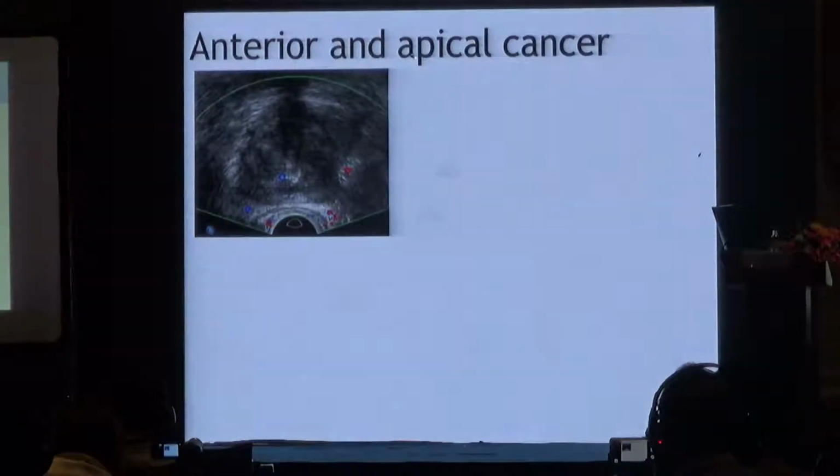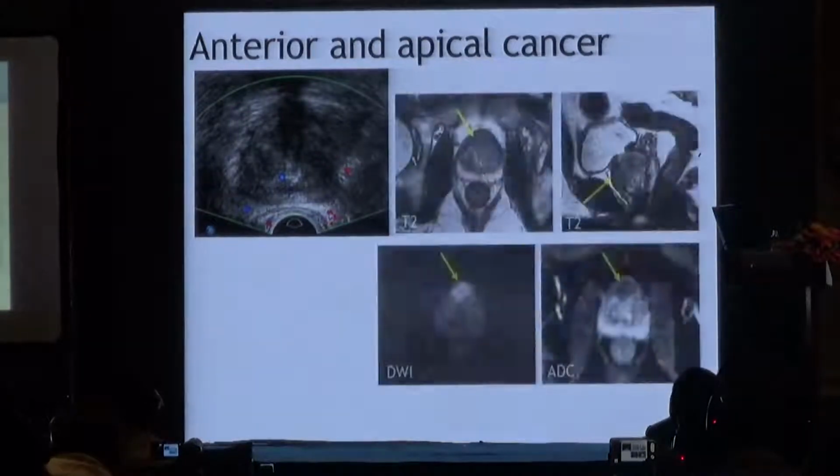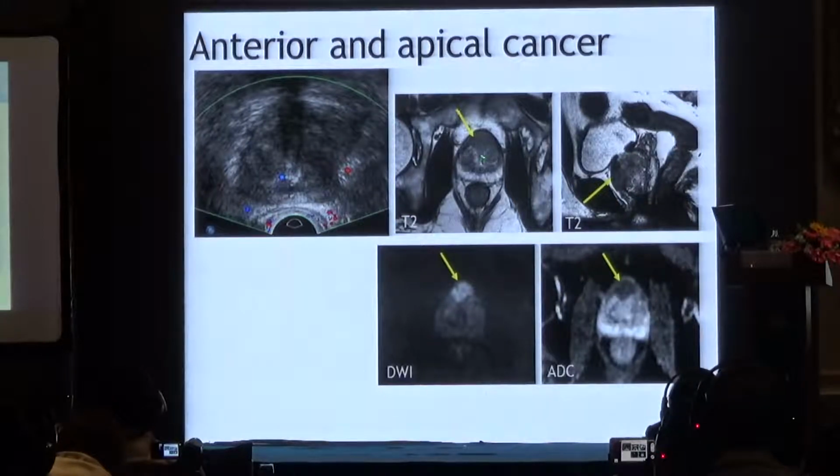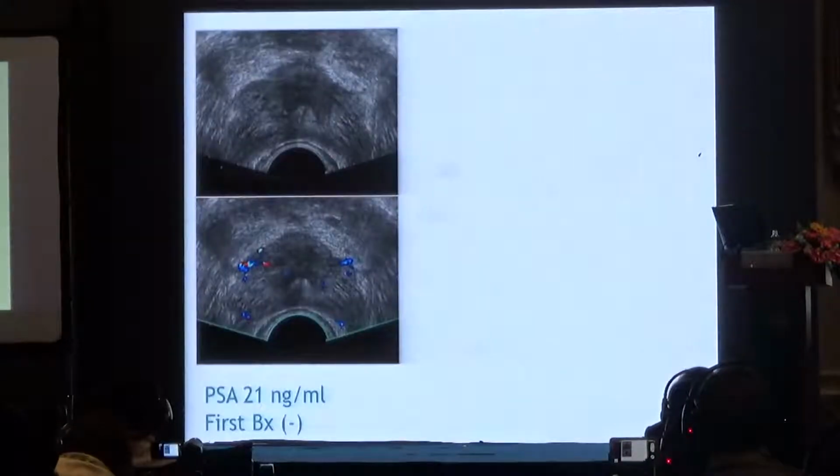The anterior side and apical cancer area is also difficult to evaluate with transrectal ultrasound. This is a transverse scan in the apex area. It is not easy to define the lesion, but in fact, in this patient, the lesion was in this very anterior part. In those cases, if we do a routine biopsy here, you usually miss this anterior lesion. So MRI is quite helpful in identifying these anterior and apical lesions.